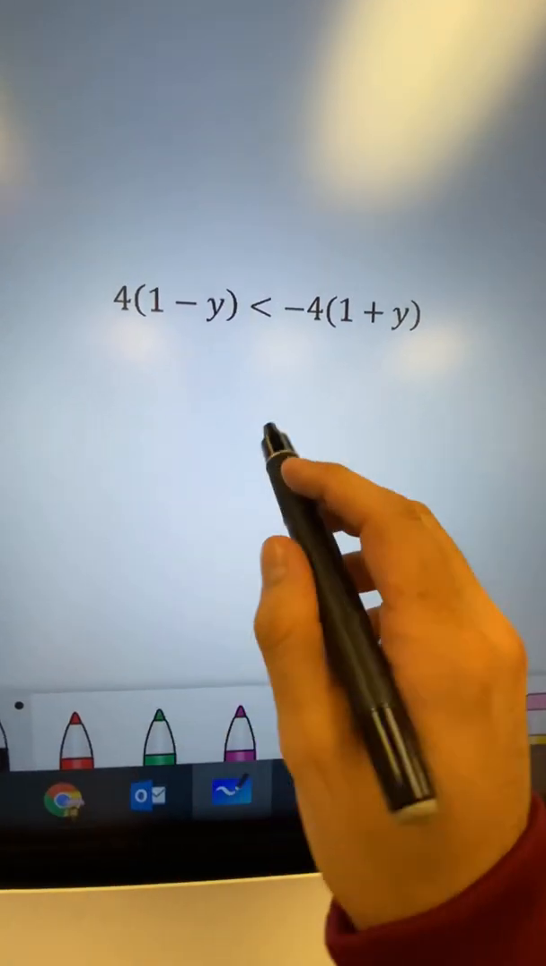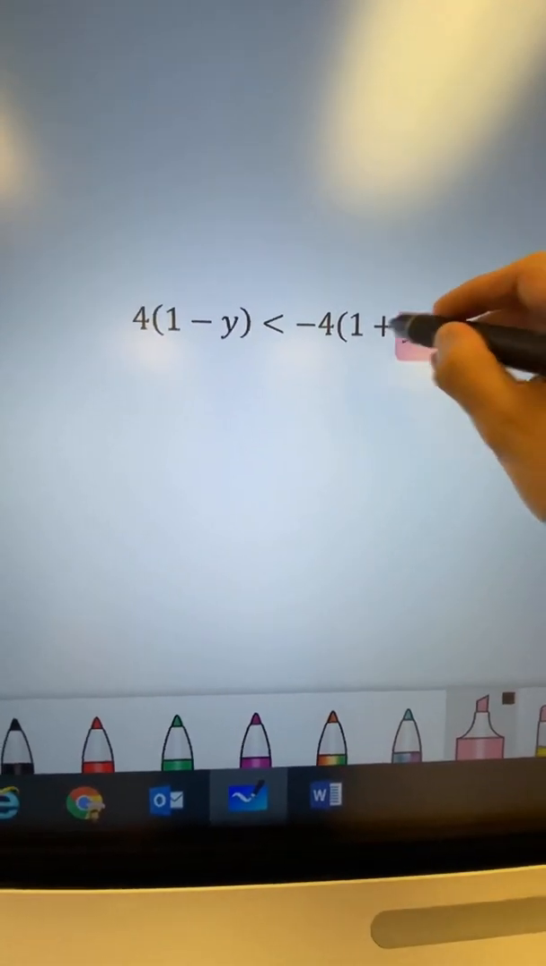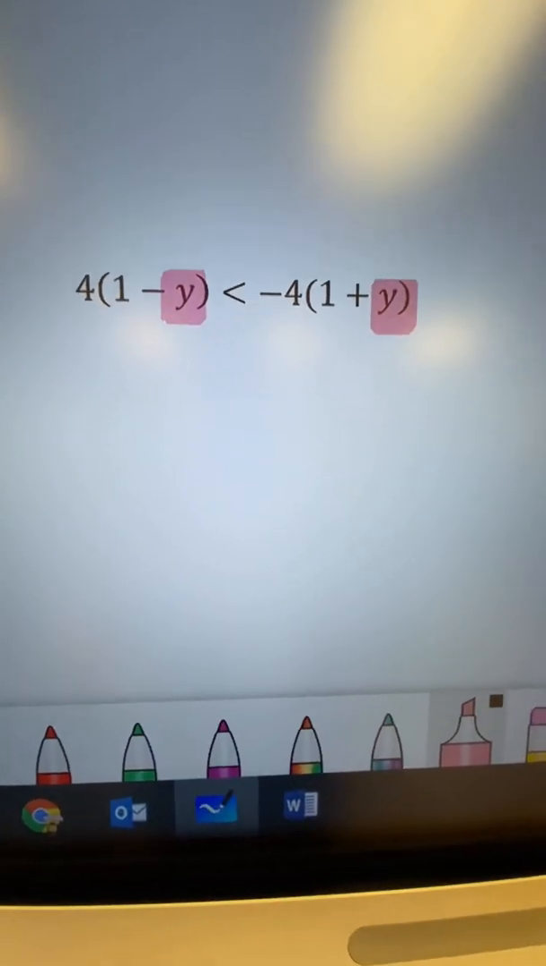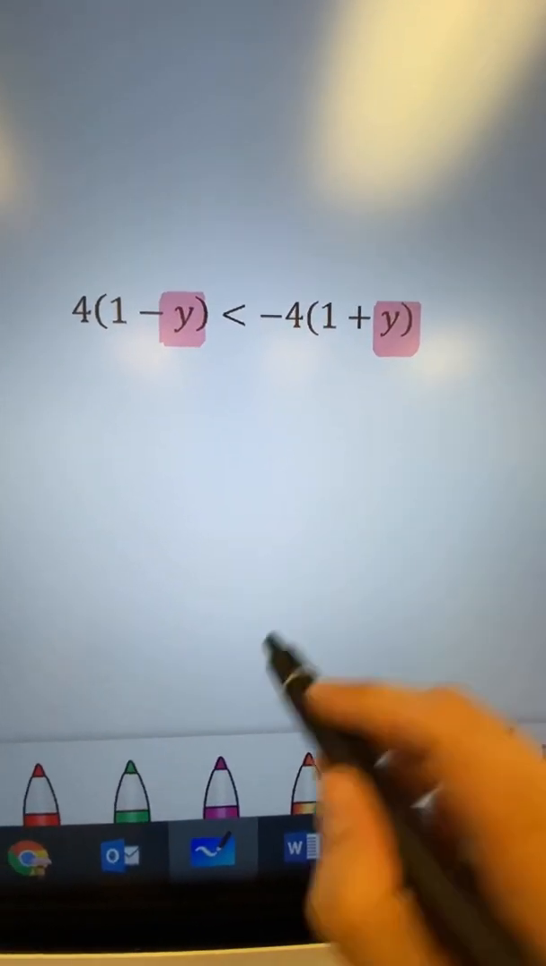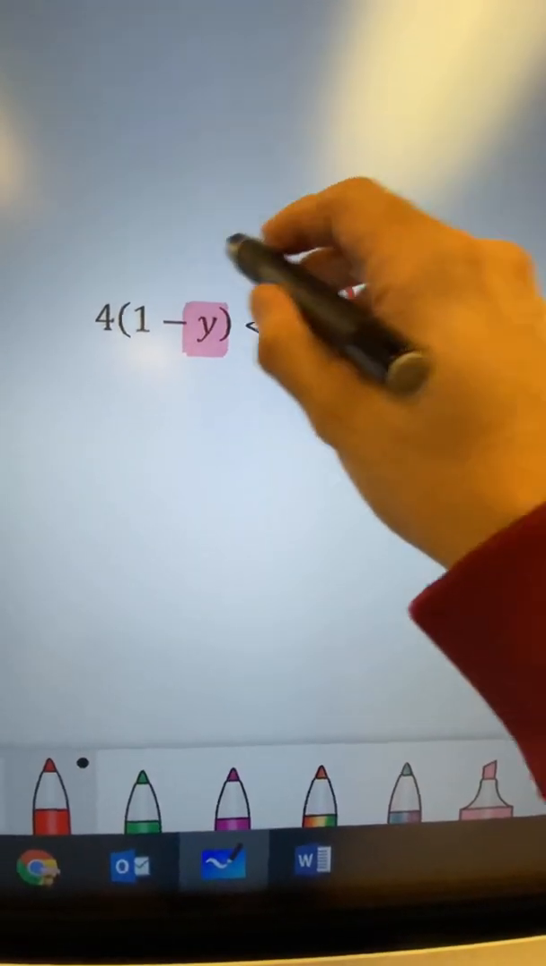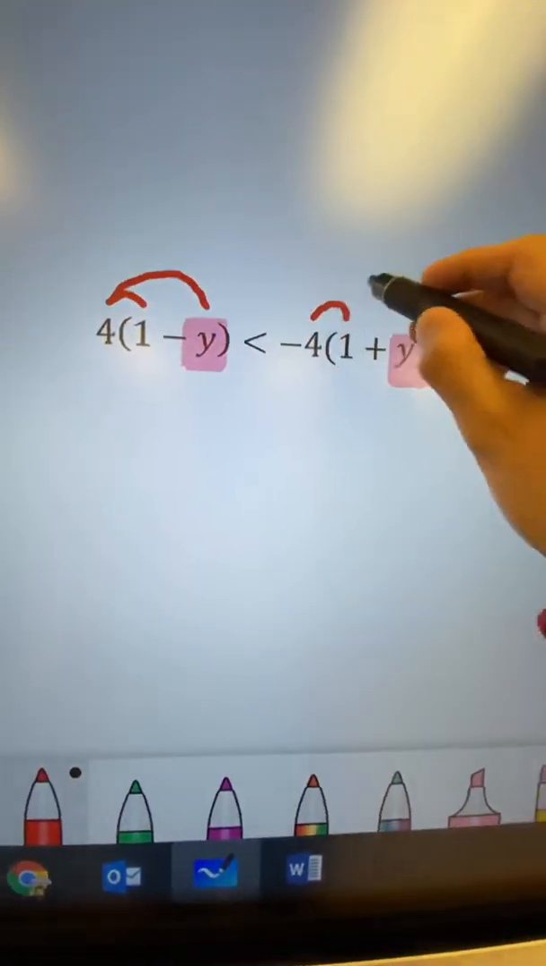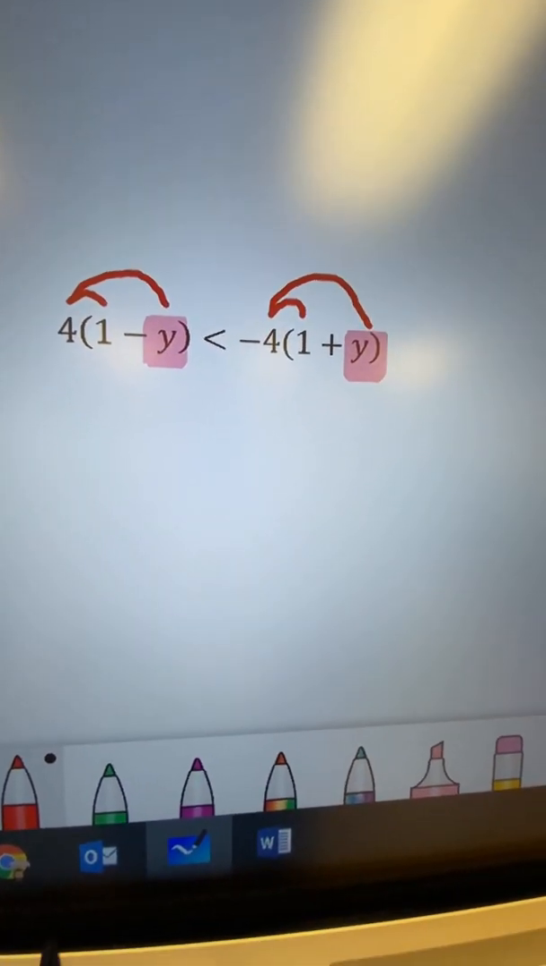All right, for this next example here, you can see that we have the variable y here and here. So on both sides of the inequality. But you can see that we have to first distribute before we have access to those variables. So I'm going to distribute on both sides here.